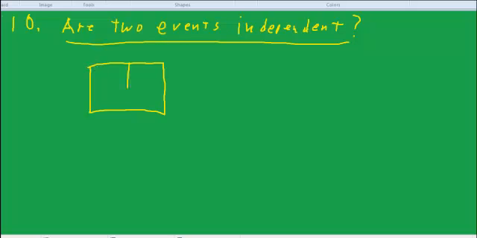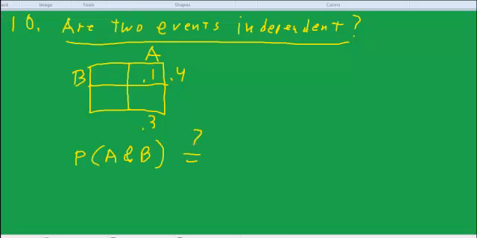where event A is the Redskins make the playoffs, B is the coach gets fired, and we said that the probability of A and B is 0.1, probability of A is 0.3, probability of B is 0.4. And the test for independence is the following. We ask, is the probability of A and B equal to the probability of A times the probability of B?